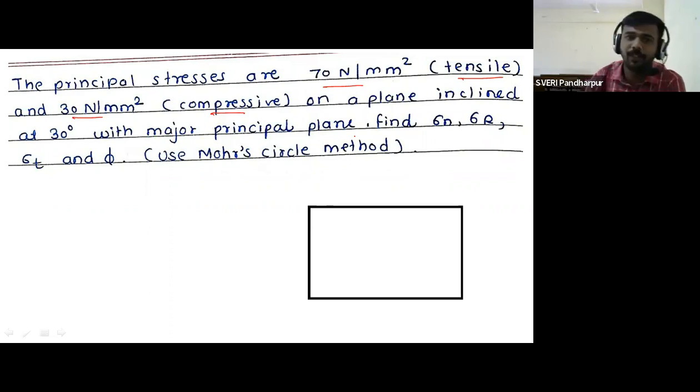So they have given two principal stresses, that is 70 and 30. And I have told you, whatever the first principal stress value is given in the statement, that will be considered as sigma x, and the second value will be considered as sigma y. Here they have specifically mentioned that 70 Newton per mm square is tensile, which means your sigma x value is tensile and your sigma y value will be compressive. On a plane inclined at 30 degree with the major principal plane, find normal, resultant, tangential stress and phi. In brackets they have given use Mohr's circle method, which means we have to solve this numerical by using the graphical method.